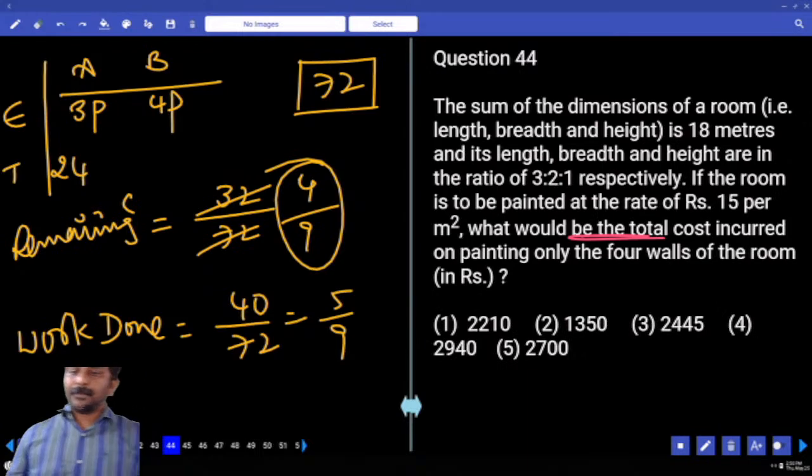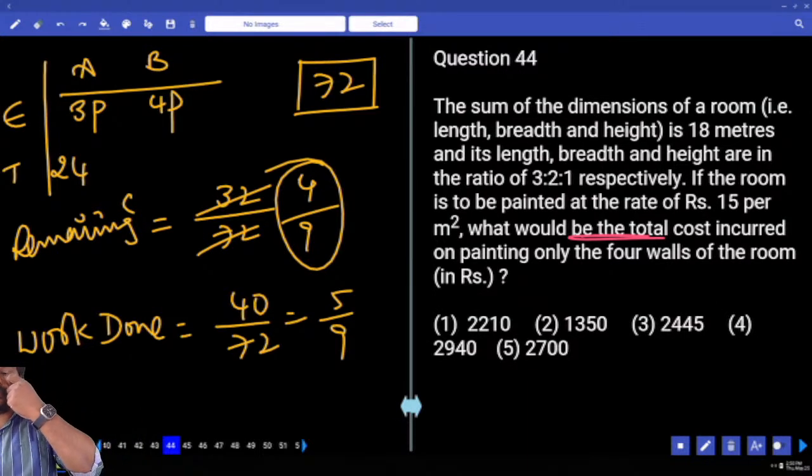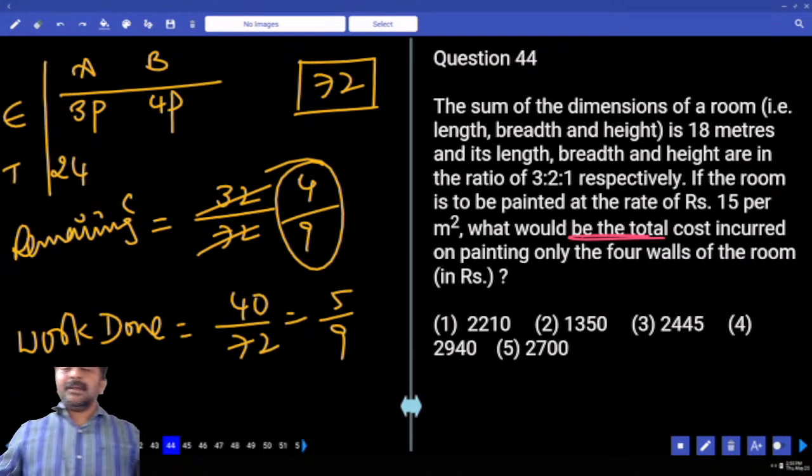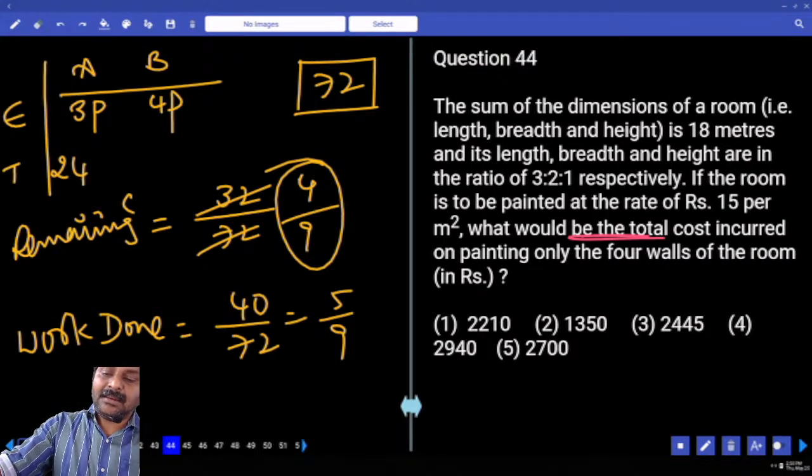The sum of dimensions of a room, length, breadth and height is 18, and its length, breadth, height are in the ratio 3:2:1 respectively. If the room is to be painted at the rate of 15 per square meter, what would be the total cost incurred on painting the walls? Only the 4 walls of the room.